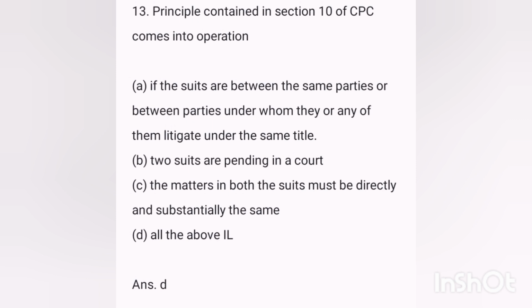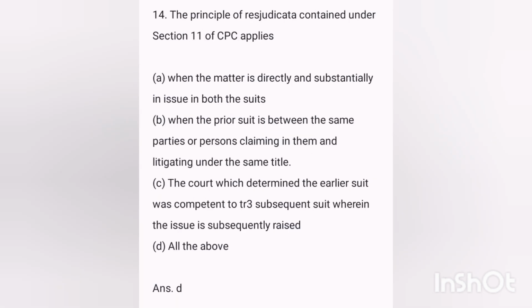All of these. Answer. Next, the principle of res judicata is contained under Section 11 of CPC. Answer: when the matter is directly and substantially in issue in both suits, and when the prior suit is between the same parties or persons claiming under them and litigating under the same title, and the court which determined the earlier suit was competent to try the subsequent suit wherever the issue is subsequently raised.